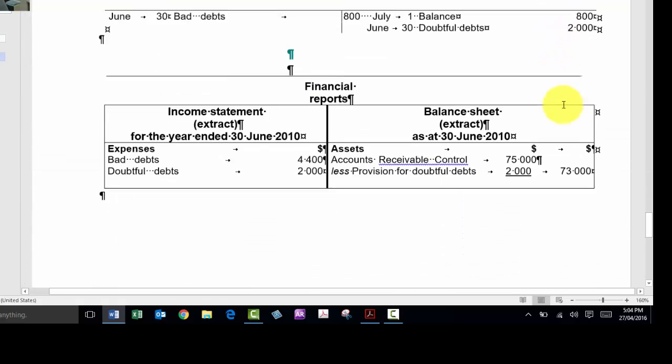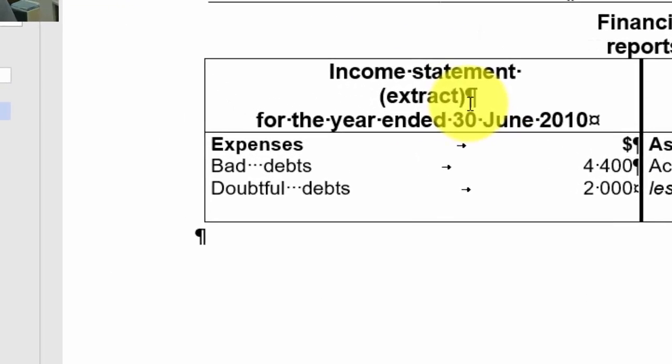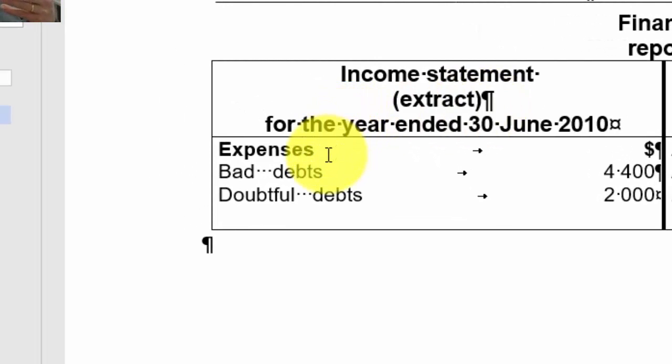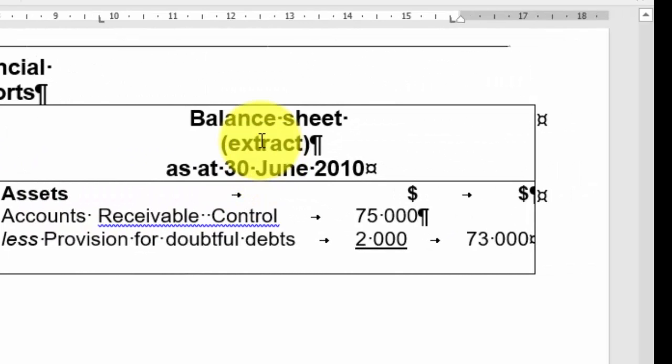How does that look in the financial report? On the income statement, this is just an extract. You've got bad debts of $4,400 and doubtful debts of $2,000, which are financial expenses. And over here in your balance sheet, under your current assets section, the accounts receivable control was $75,000, which was given. But this is the amount that we think is going to go bad, i.e. it's doubtful, therefore we've provided for it. And conservatively, we're going to collect $73,000 rather than the potential $75,000.